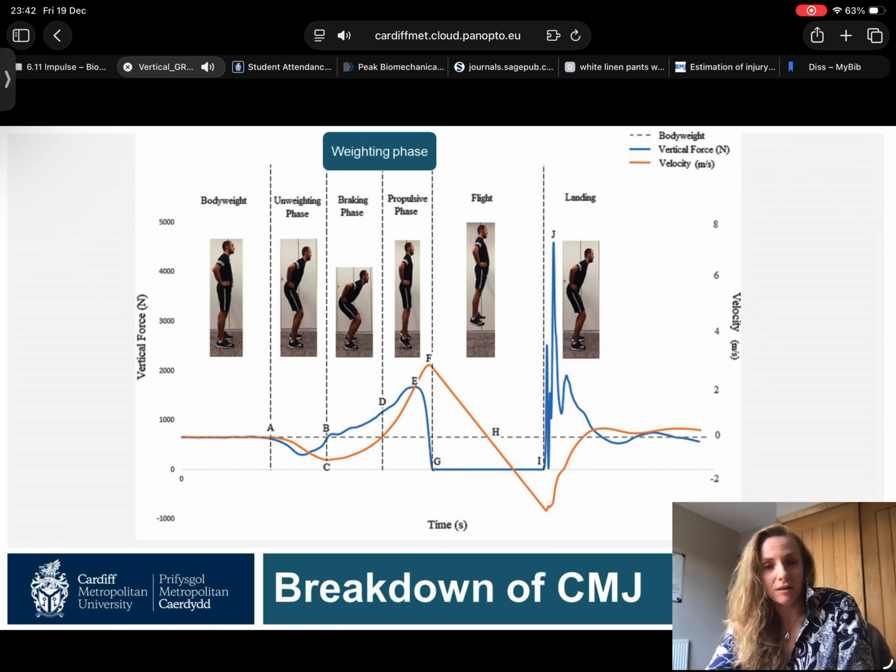So if I was using this in a rehabilitation context, I'd be looking at point A to point G, which is our takeoff phase, from more of a performance perspective of how much momentum you are able to generate to get off the ground.